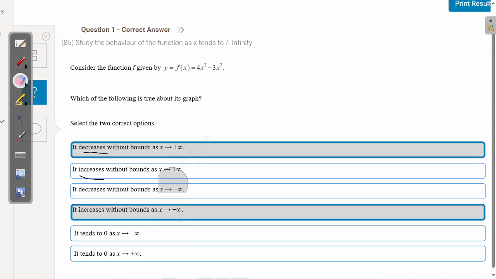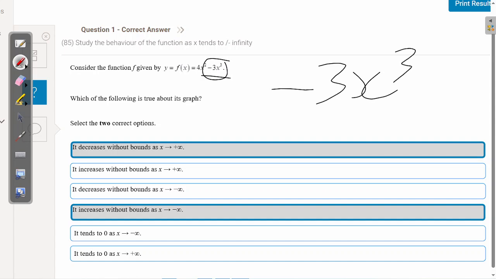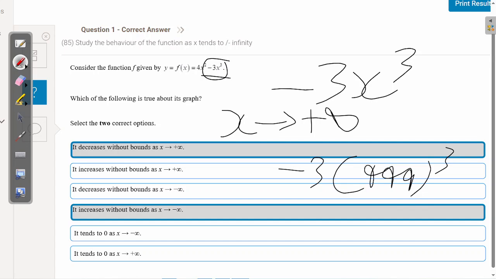For questions like these, you always look at the highest power. Here it's negative 3x cubed. So we isolate it, put it by itself, negative 3x cubed, and then imagine x approaching positive infinity. What does that mean? It means a really big positive number, for example, like 3,999 cubed. Since there's a negative here, it's going to be a really big negative number, right? So we can say it decreases as it approaches positive infinity.